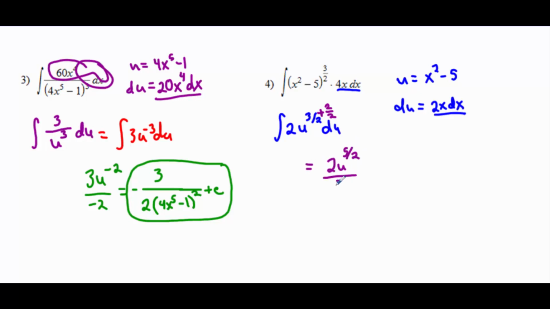I'm going to divide by 5/2, and this is where it can be a little tricky. I think the whole common denominator thing's not so bad, but how do I take 2 and divide it by 5/2? Well, I have to flip the second fraction so that I do 2 over 1 times 2 over 5, and I get 4/5. So this is going to be 4/5 x squared minus 5 to the 5/2.